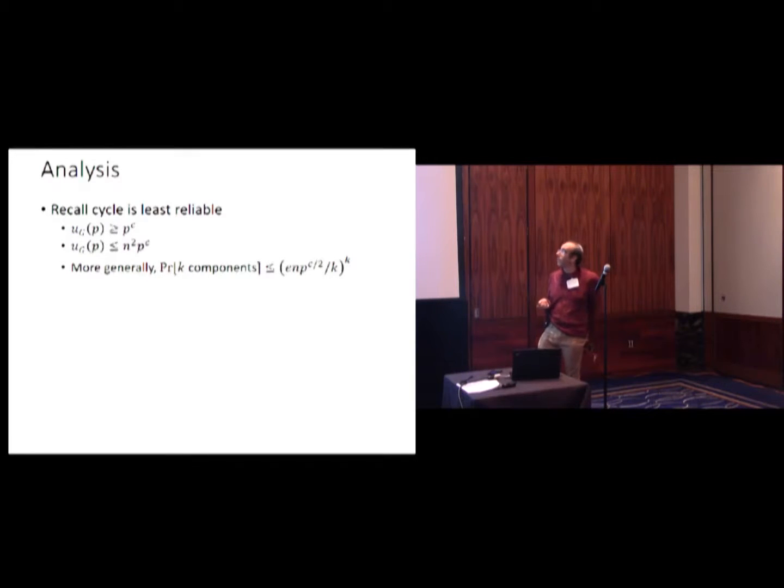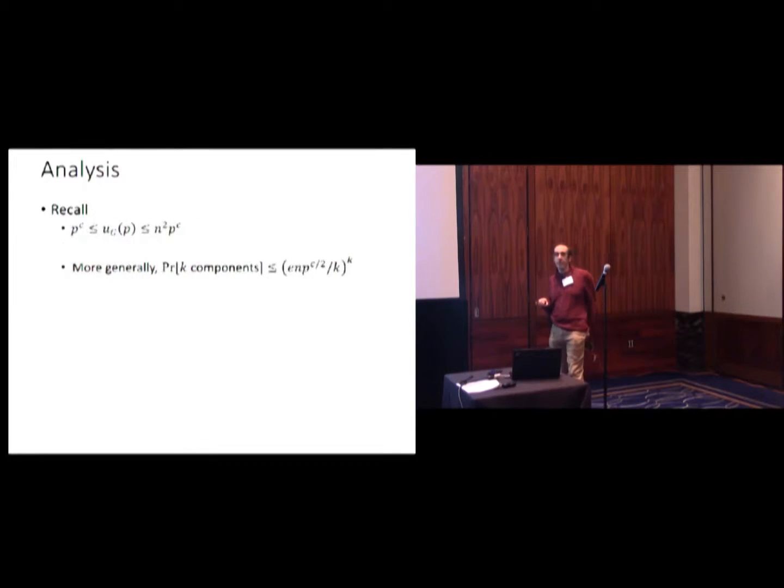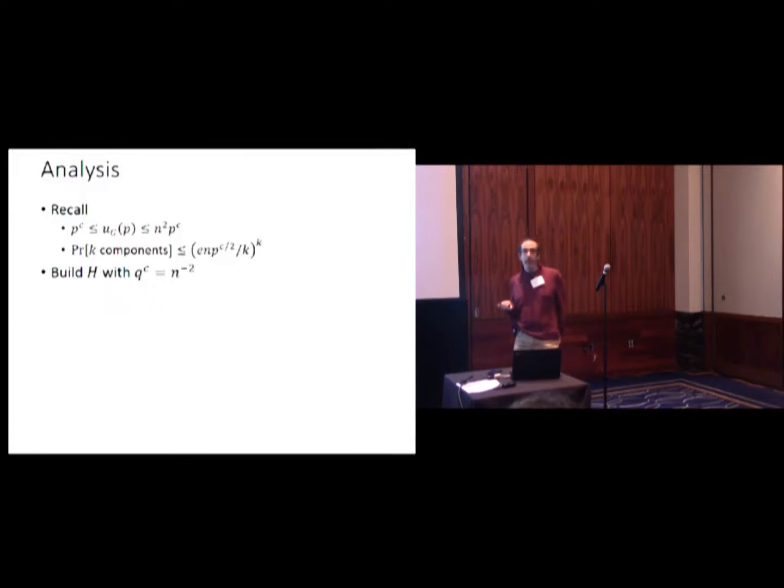Recall, I said at the beginning that the cycle is the least reliable network, which means that every network has unreliability at least P to the C because the min-cut might fail, but that no network has failure probability more than n squared P to the C, and this is the maximum probability of breaking into K components. So I'm going to store some of these things we need to remember up at the top and draw some conclusions. So remember, we're building H with probability n to the minus 2.